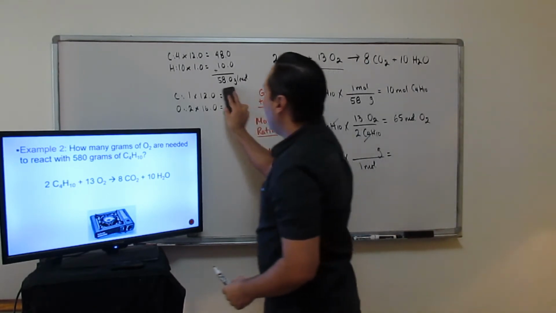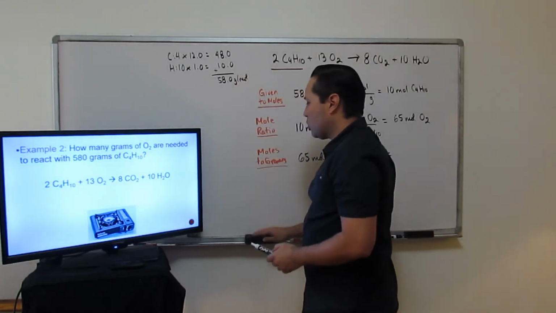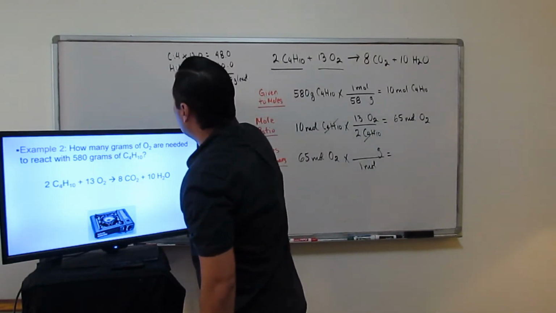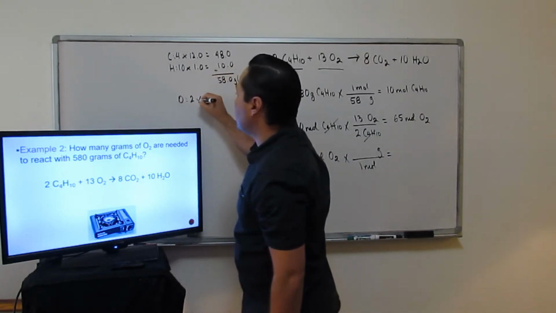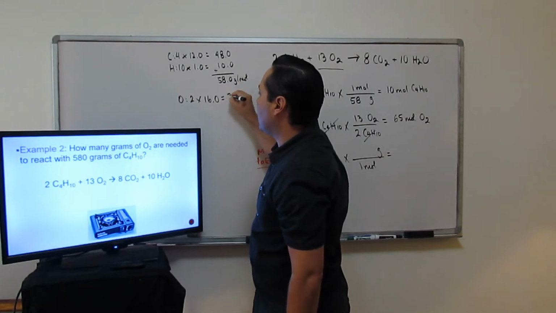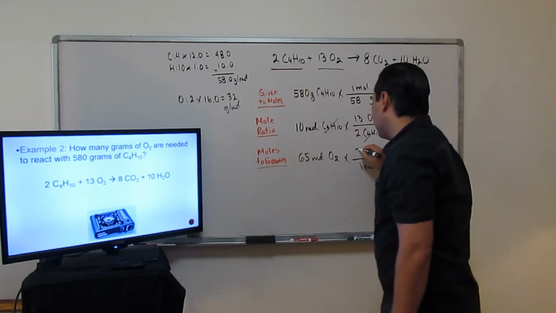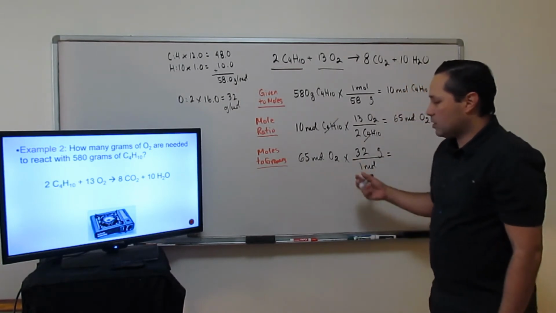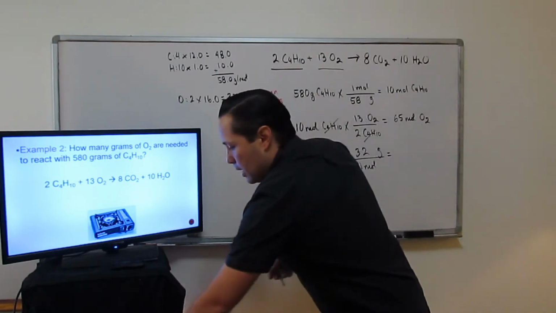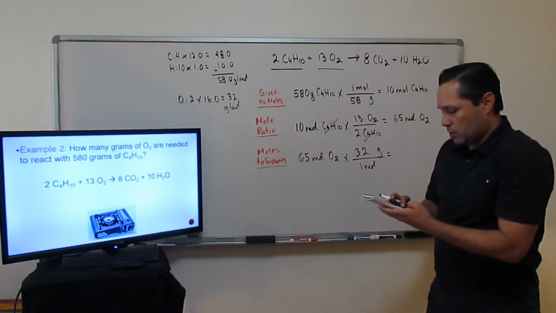Alright, so I'm going to go ahead and do the work for that. Oxygen is O2, there are 2 oxygens. The molar mass is 16.0, so that gives us 32 grams per mole for oxygen. So that's the number I'm going to put here. So it'll be 65 times 32. And that's going to give us our answer.